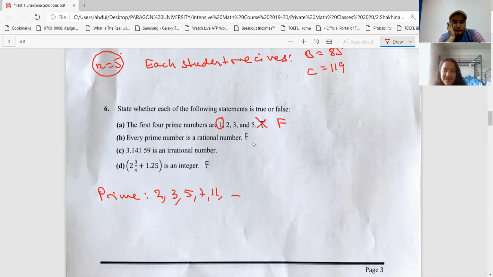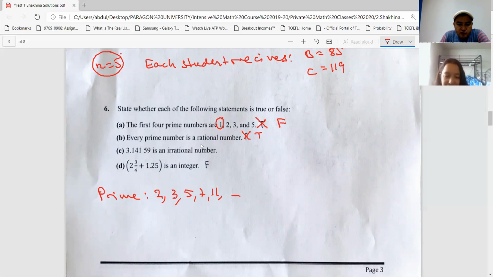Can you read the second one, B? Every prime number is a rational number. Is it true or false? I said false. Why? Wait, I forgot what a rational number is. Hold on, why did I say that? Number B. It is true. It is? You know why it is true?